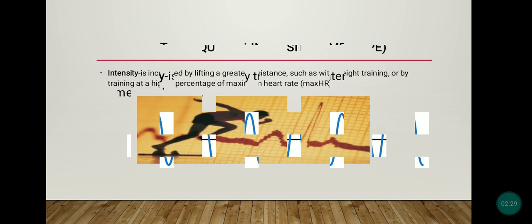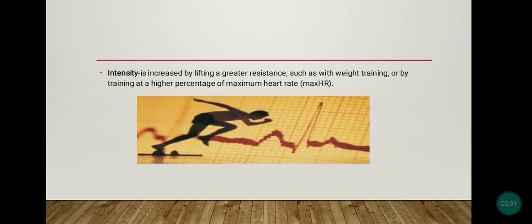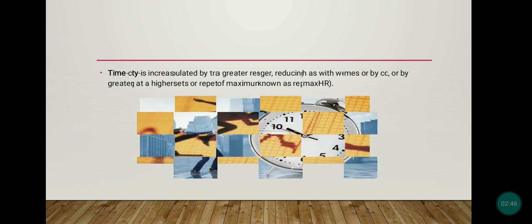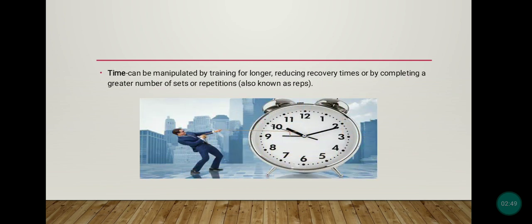Next one, we have intensity. When we say intensity, it is increased by lifting a greater resistance, such as with weight training, or by training at a higher percentage of maximum heart rate, or max HR. Next one, the time. Time can be manipulated by training for longer, reducing recovery times, or by completing a greater number of sets or repetitions, also known as reps.